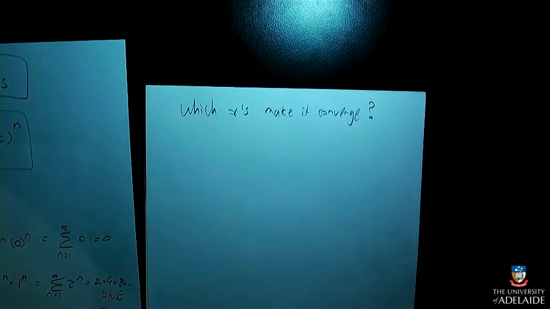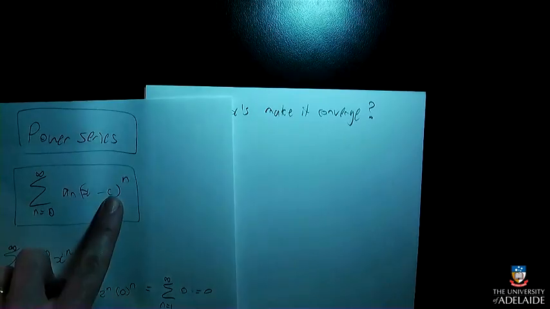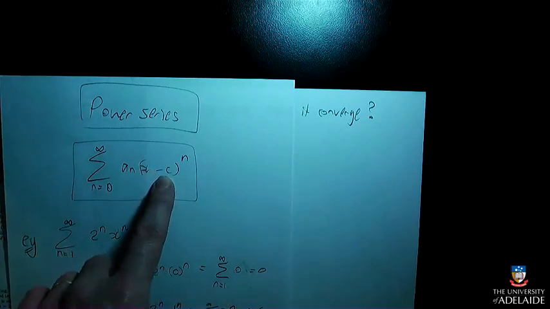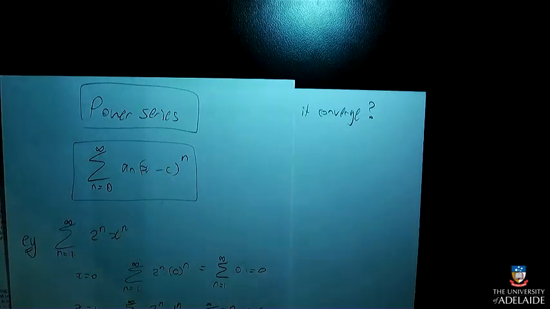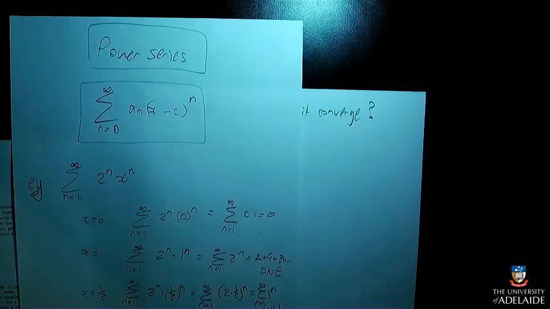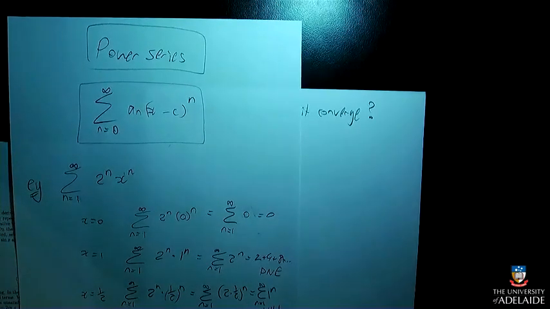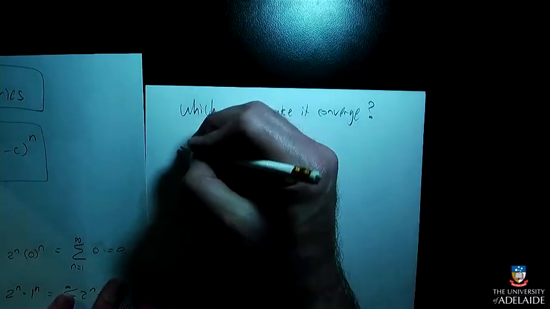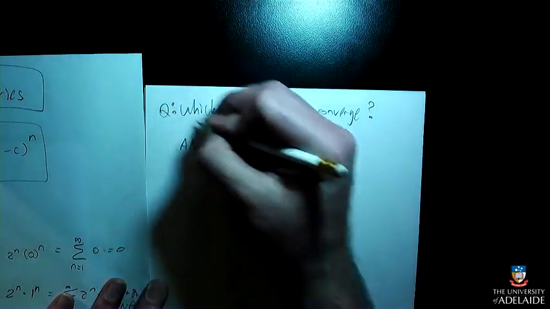And the answer is, there is always an interval centred at this point C. So in this case it's centred at 0 for us. There is always an interval centred at the point C, and it definitely converges for every x in that interval, and it definitely diverges for every x outside that interval. And diverge means that it doesn't produce an answer when you try and do the infinite sum. So that's called the interval of convergence.